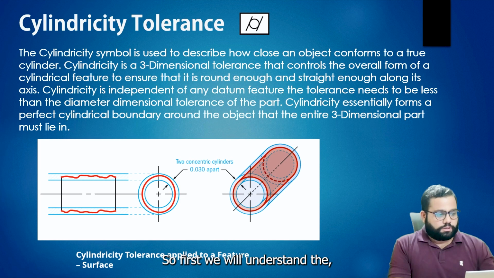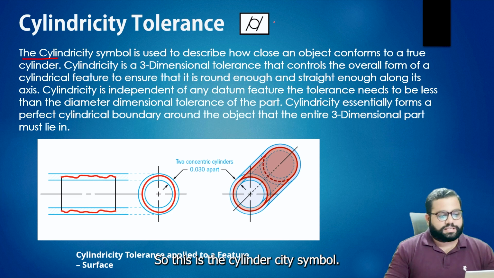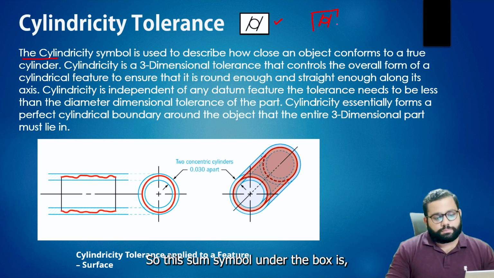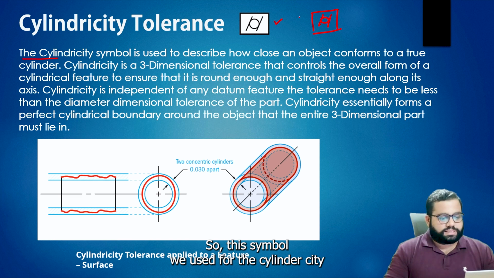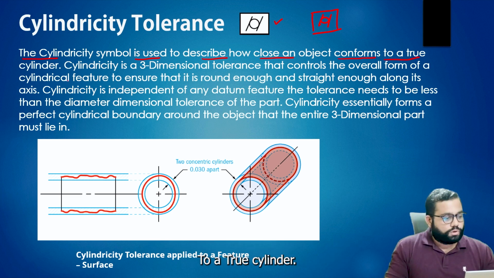First we will understand the definition. This is the cylindricity symbol. Whenever we use a symbol like this under the box, it is called the cylindricity symbol. The cylindricity symbol is used to describe how close an object conforms to a true cylinder.